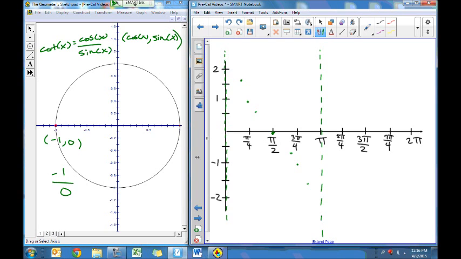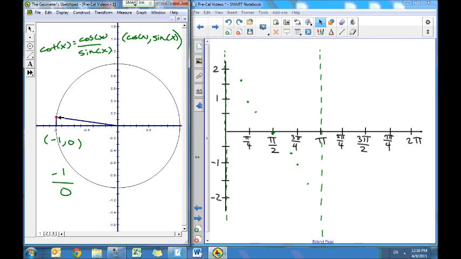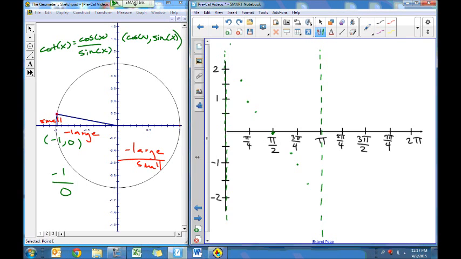Okay, and I hope you understand the fact that as the angle approaches pi, this will be small, and this will be large, but it'll be negative. And so very large negative numbers divided by a small number will give you very, very large negative numbers. Okay? And so the graph looks something like that.